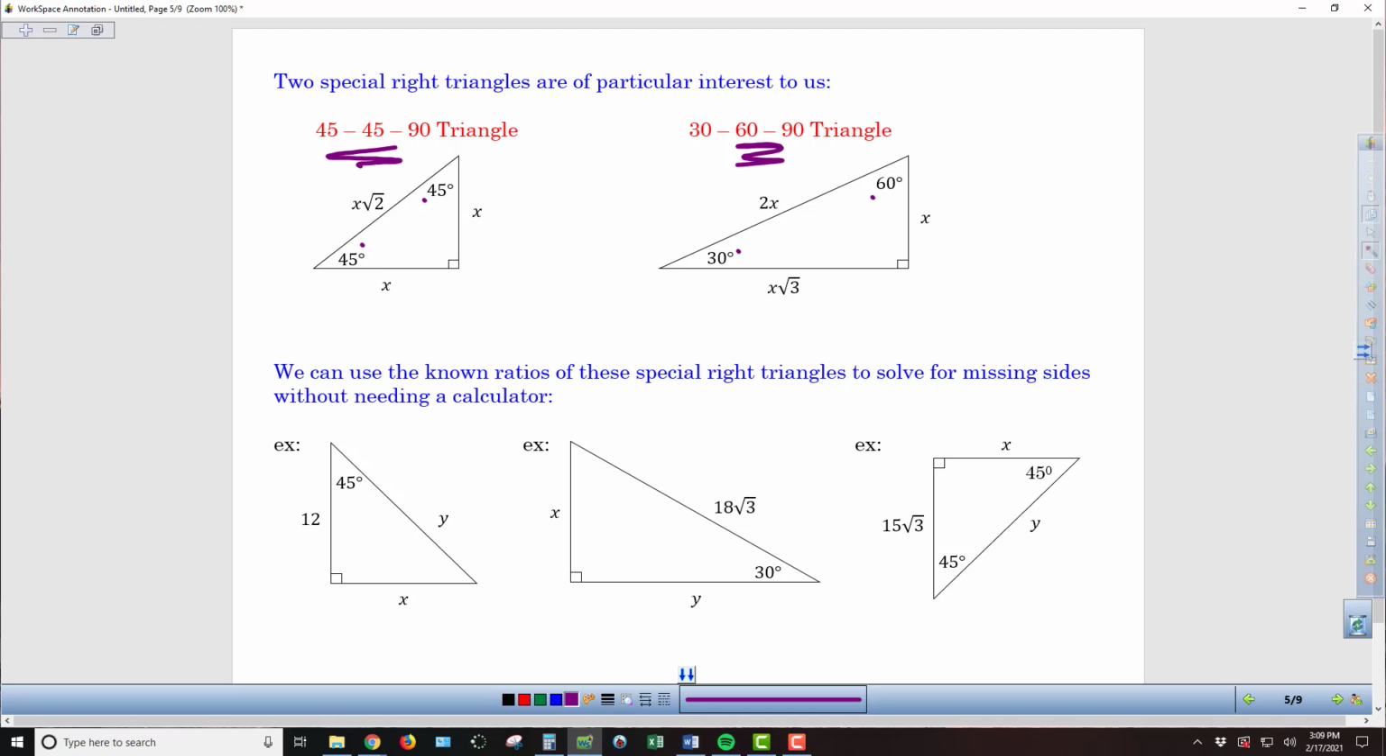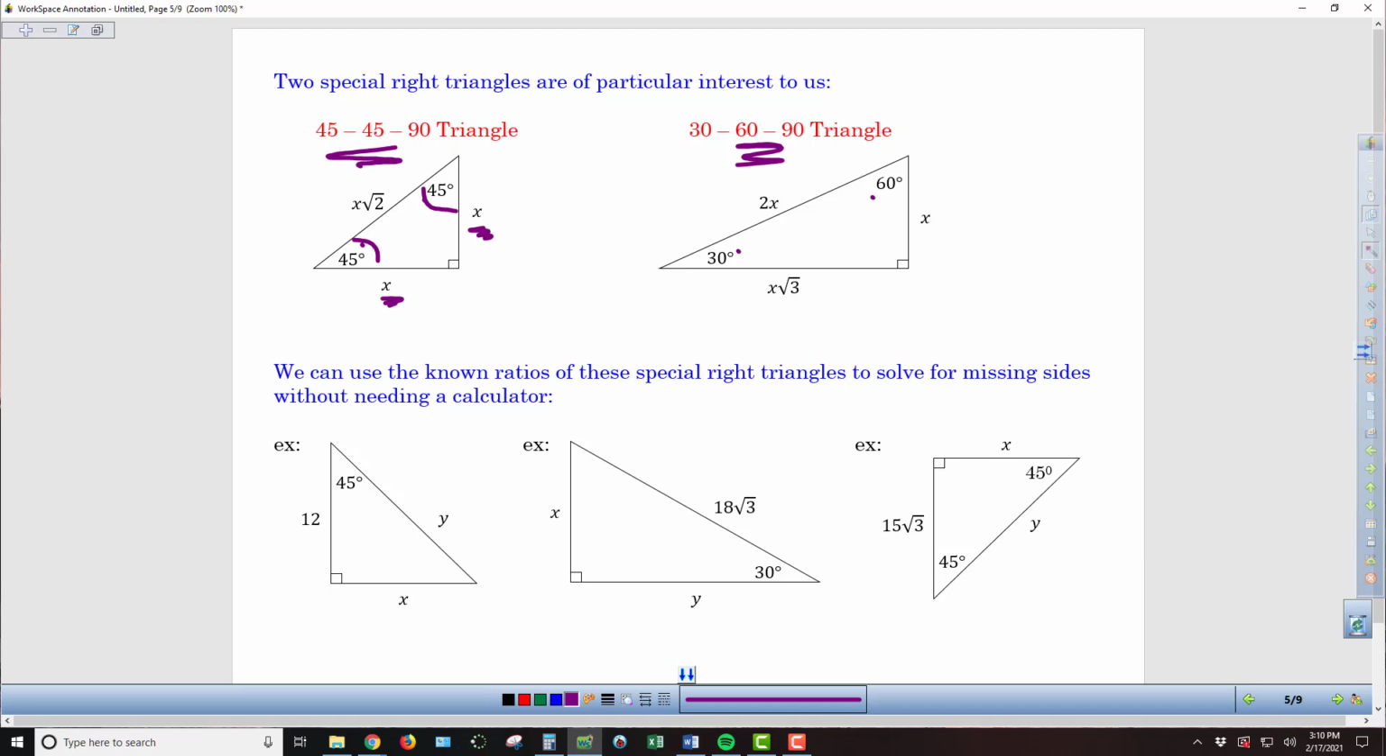So in the case of a 45-45-90 triangle, from our geometry days, we know that this is going to be an isosceles triangle, meaning that if we have these two angles that are congruent, then that means the sides across from them are going to be congruent. So that's why both of those are labeled with x's. So if one is 5, the other would be 5. If one was 10, the other would be 10.